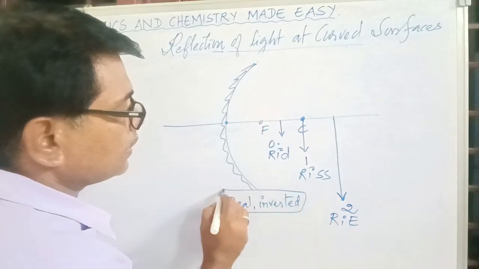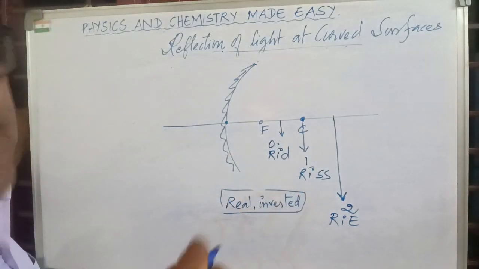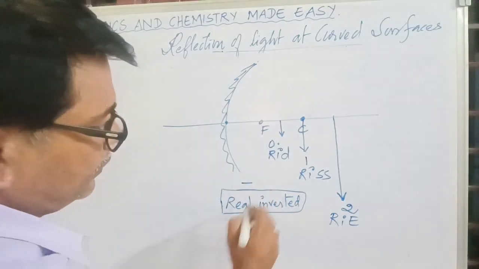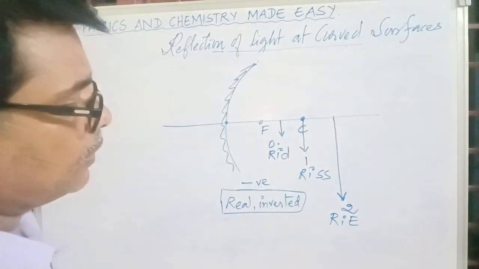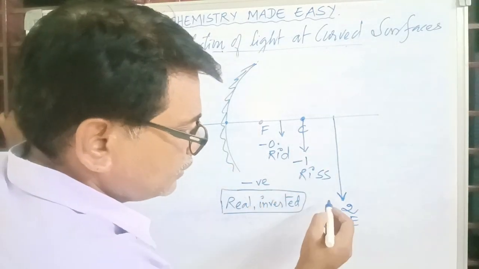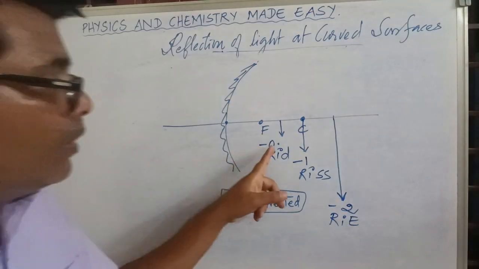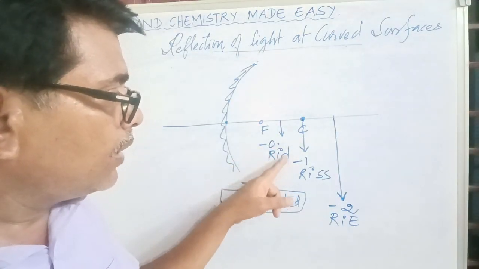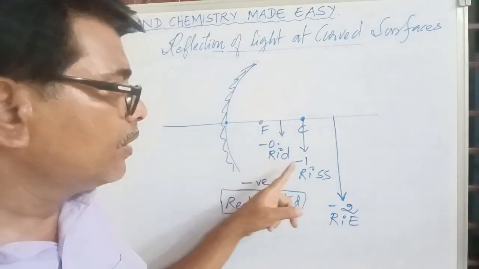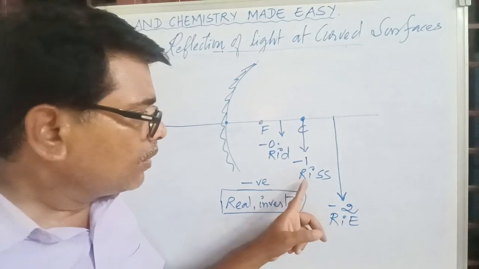In this lesson, real inverted is also given a symbol, and the symbol for real inverted is negative. Therefore, this is minus, and this is also minus. Now tell me, it is less than 1. So we call it diminished. So minus means inverted. Yes, real is inverted. This is also minus, real inverted. Minus means real inverted.